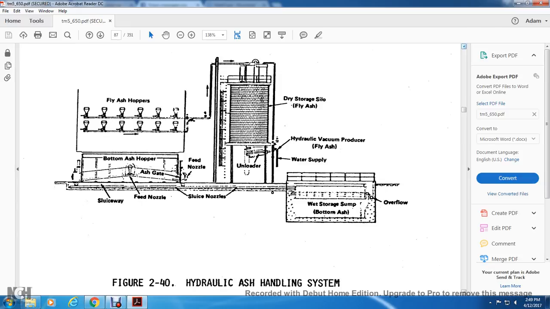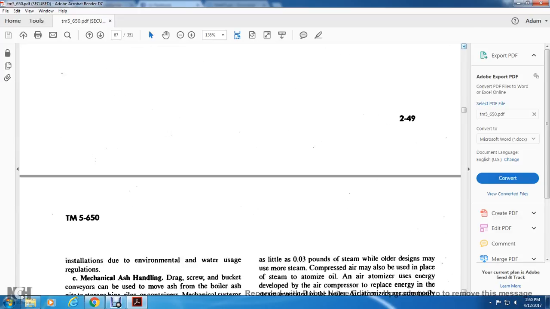Or your hydraulic ash handling system. Fly ash hoppers, bottom ash hopper, ash gate, sluice way, head nozzle, sluice nozzles, feed nozzle, unloader, wet storage sump, bottom ash overflow, water supply, hydraulic vacuum producer, fly ash dry storage silo, fly ash.